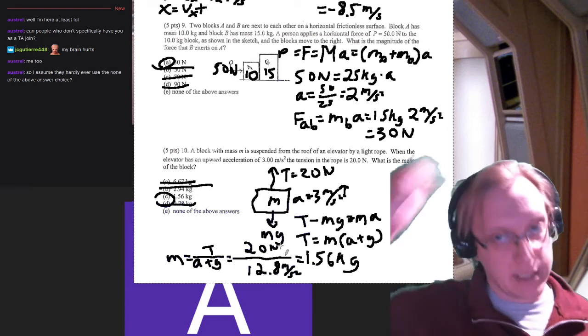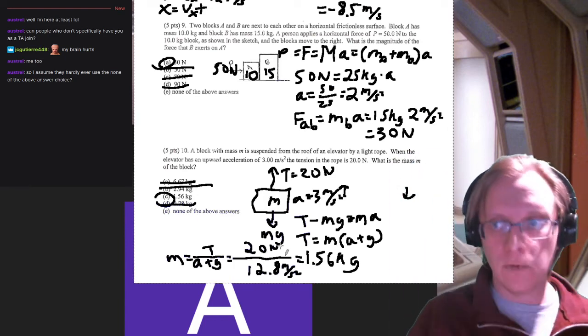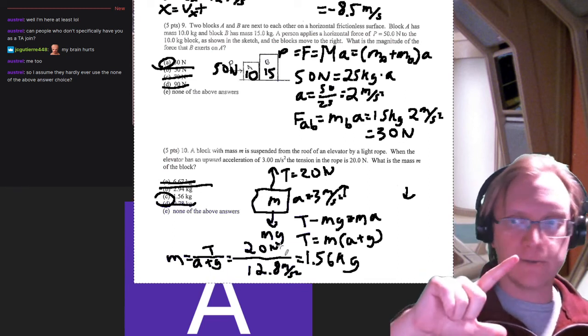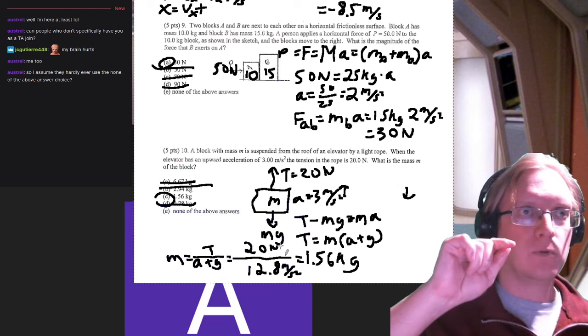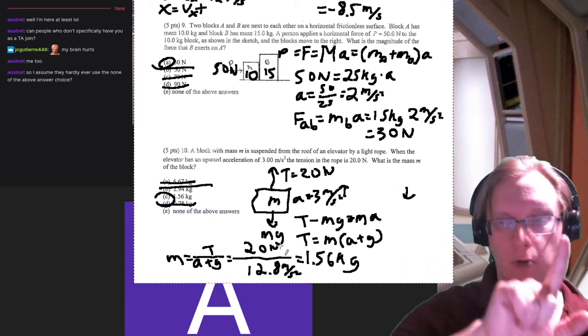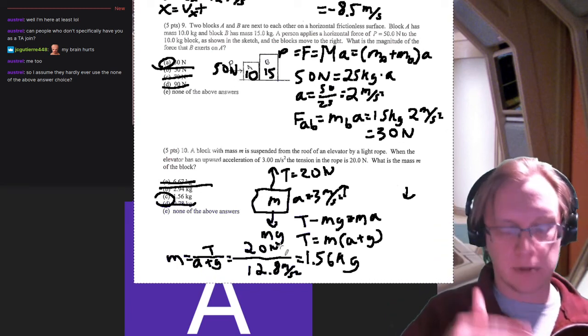So yes, that would be precisely the way to do it. One of the things I'm showing here is that depending on where your vectors are pointing, whether it's going up or down or left or right, pick a sign convention and stick with it through the whole problem.